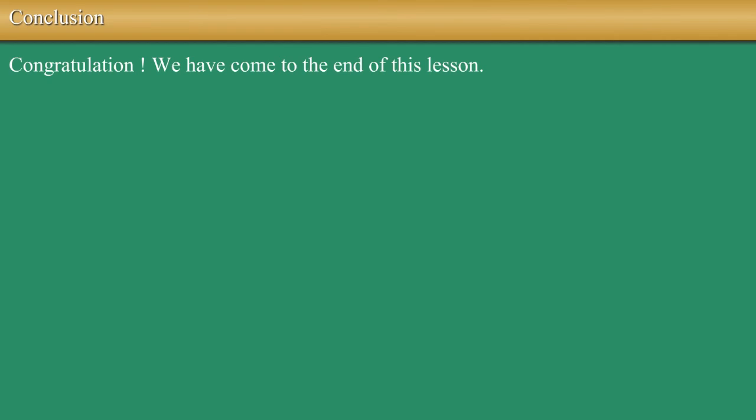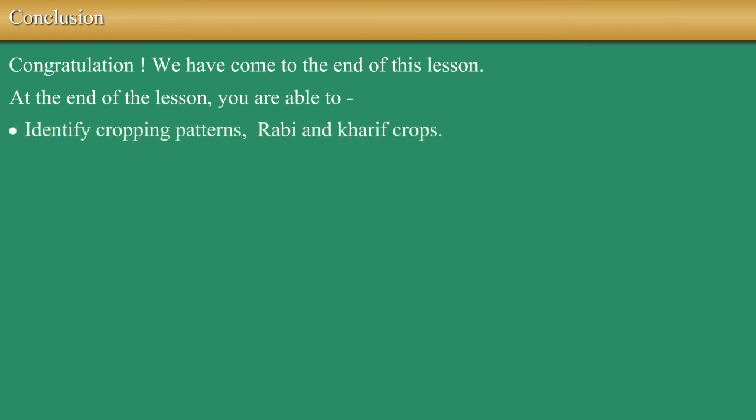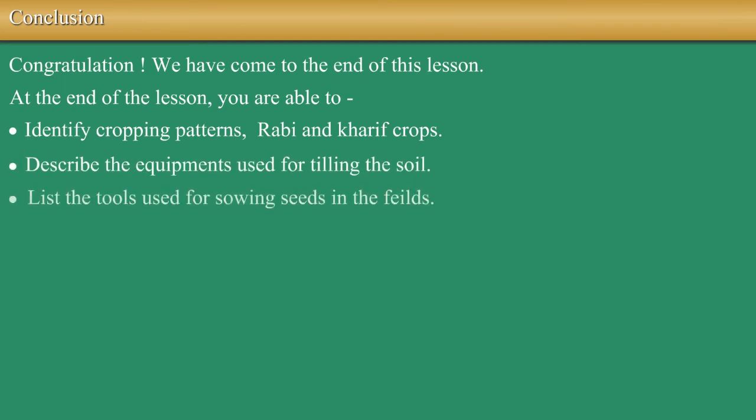Congratulations! We have come to the end of this lesson. At the end of this lesson, you are able to identify cropping patterns, namely Rabi and Kharif crops. Describe the equipments used for tilling the soil. List the tools used for sowing seeds in the fields.